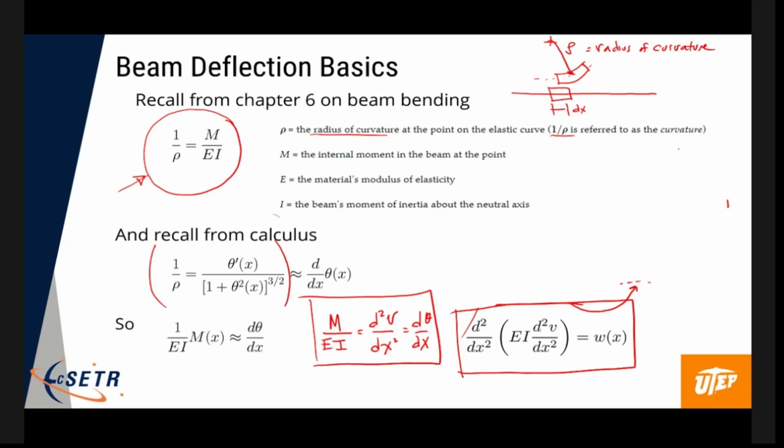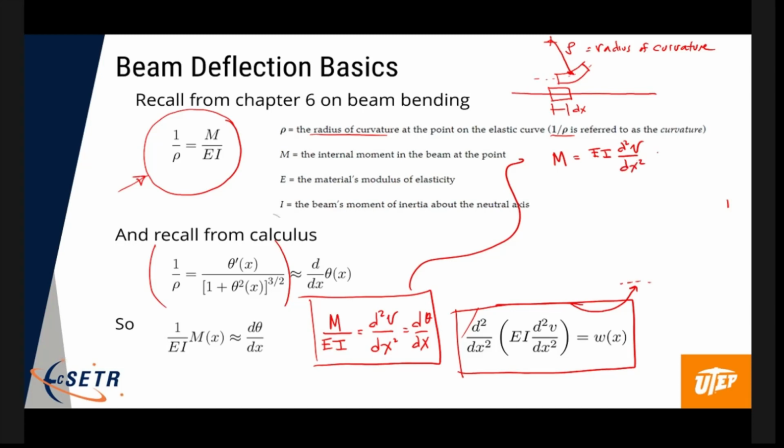We're going to start off with the fact that M over EI, or actually, let's multiply by EI. It's not a big deal. So I'll multiply both sides by EI. This gives me M equals EI times the second derivative of the deflection curve with respect to x.